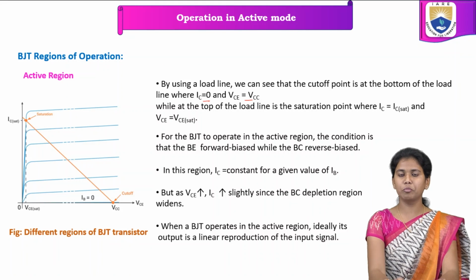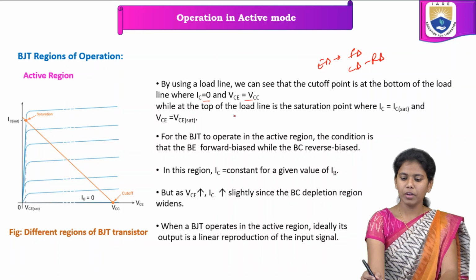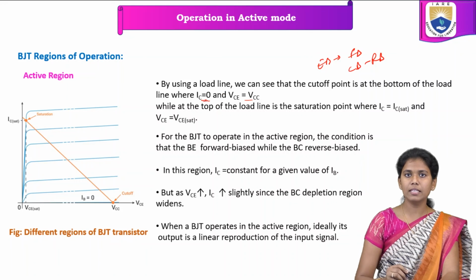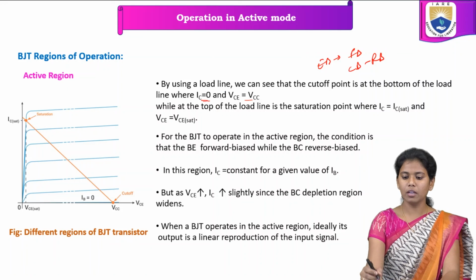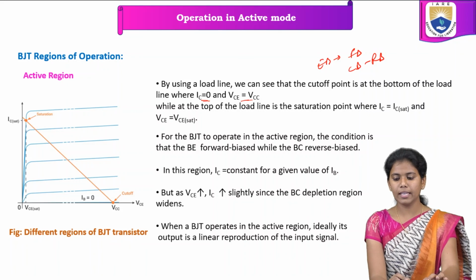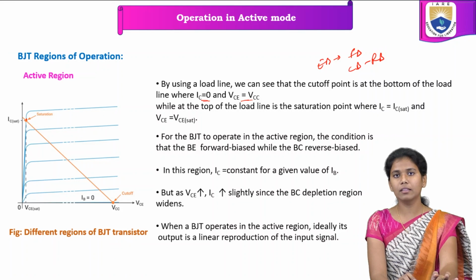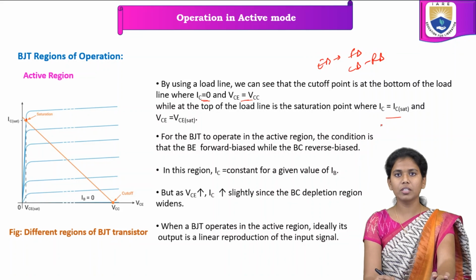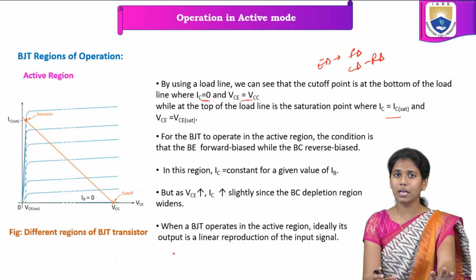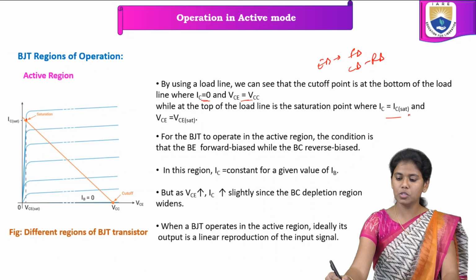In the active mode, we say that the emitter base junction is forward biased and the collector base junction is reverse biased. In this particular case, we learned about IC. The collector current becomes 0 such that the voltage across VCE becomes VCC. At the top of the load line, this is the saturation point. Here the collector current becomes the saturation collector current, that means maximum current is flowing at this particular point. So IC is equal to IC sat.